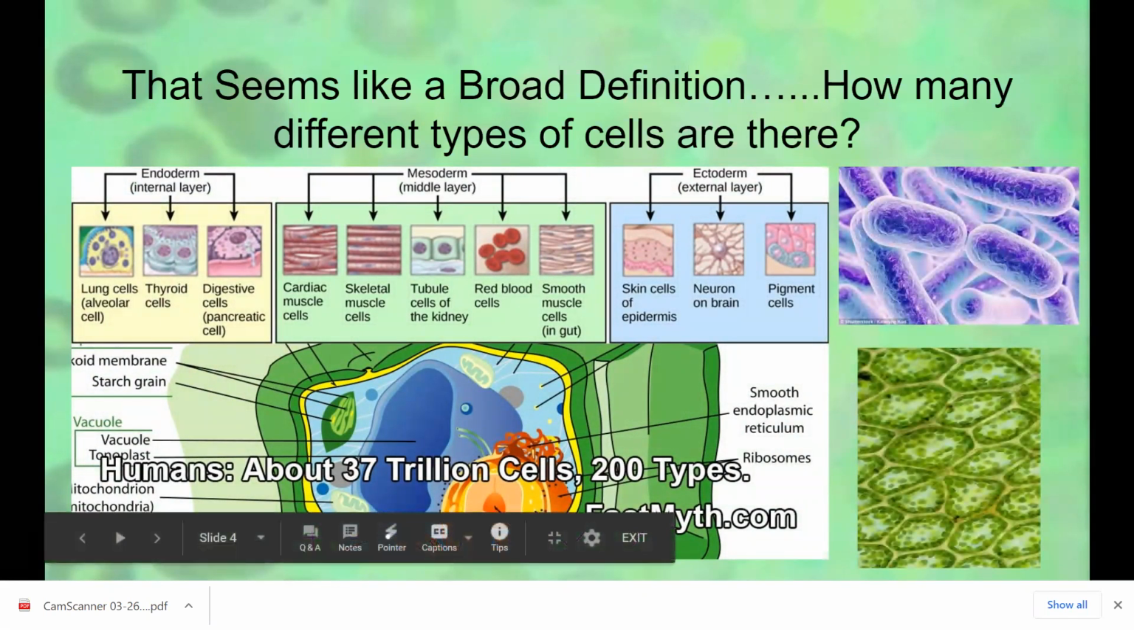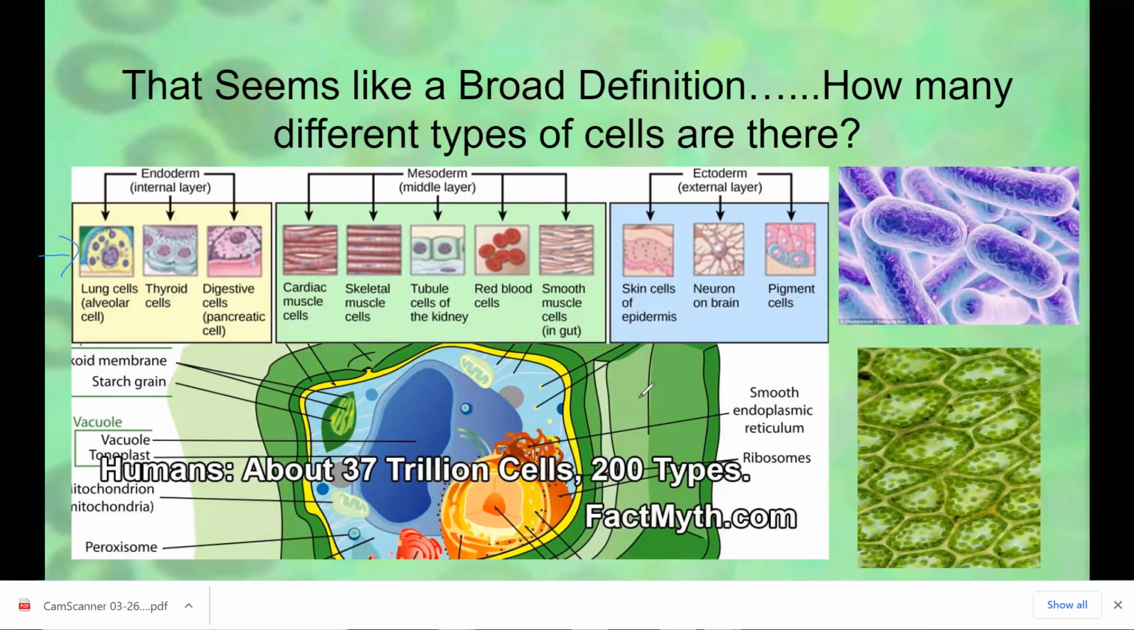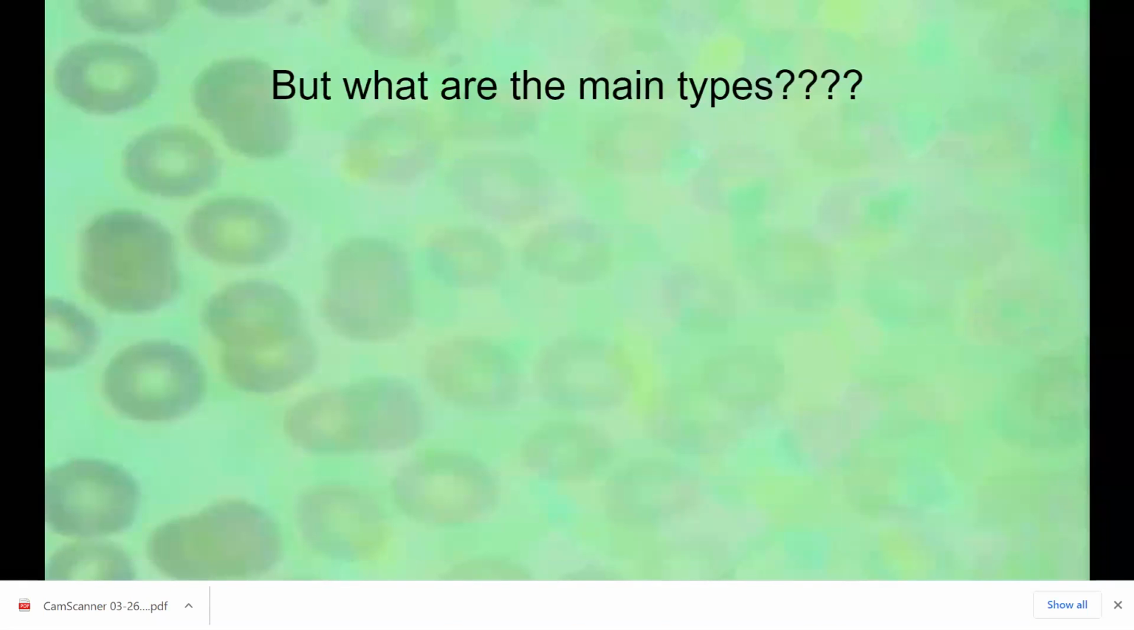So this image here with all of these types of cells listed, those are just a couple of all the types of cells that exist in your body. Humans have 37 trillion some odd cells of 200 different types, but that's excluding every other type of life that exists. So if we're just talking about humans, what about certain animals? What about plants? What about fungi? What about bacteria? What about all of those other things? So there are a bajillion different types of cells, which is a lot.